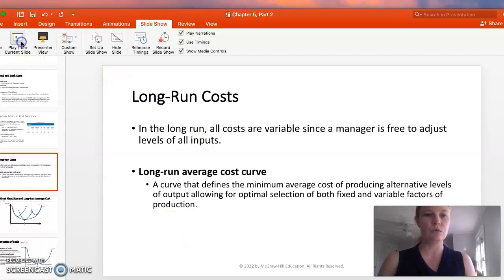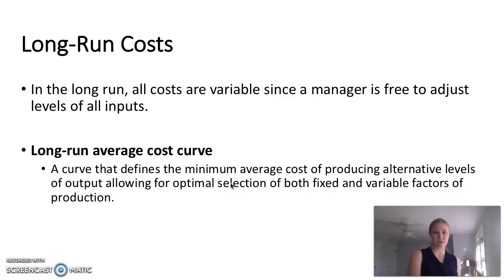So basically, what we can do is we can go from our short run curves to the long run average total cost curve. So in the long run, basically you could build a new factory, you could get more machines, whatever. And a long run cost curve is a curve that defines the minimum average cost of producing alternative levels of output, allowing for optimal selection of both fixed and variable factors of production. So it's like in the long run, if you do everything perfectly, you get the perfect restaurant size, you get the perfect amount of machines, how low can your average cost go?